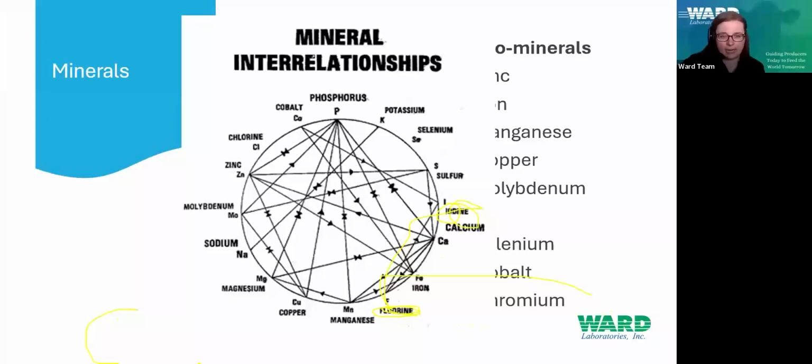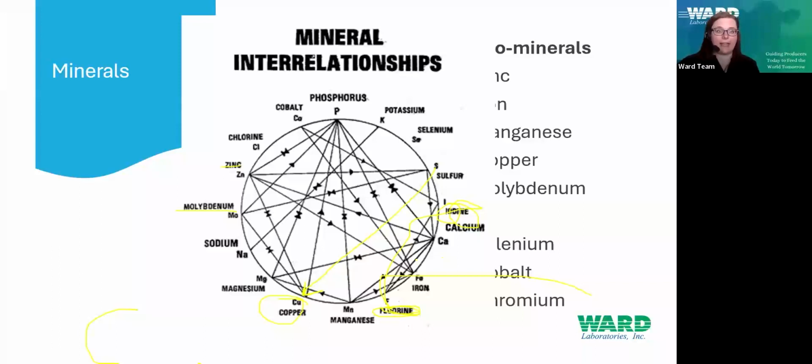And one of the main interactions that people are typically concerned about, producers, is this copper molybdenum interaction, but it should also be noted that copper and zinc also have an interaction. And it doesn't look like this is put on this, but actually copper and sulfur also have an interaction here as well, where it's binding up the copper and not allowing it to be absorbed.